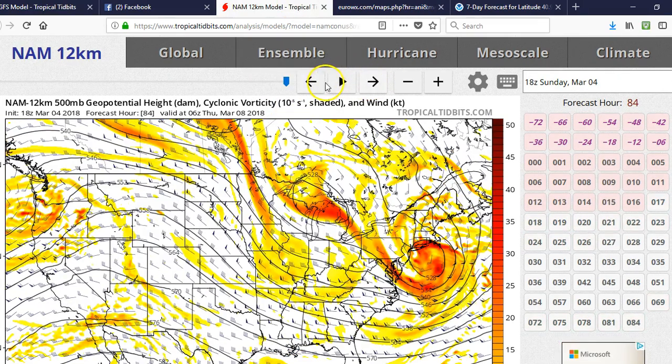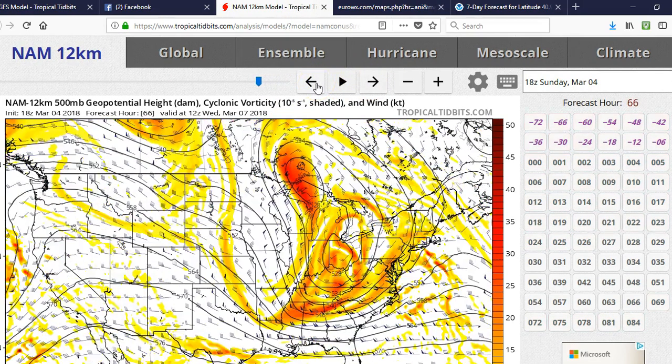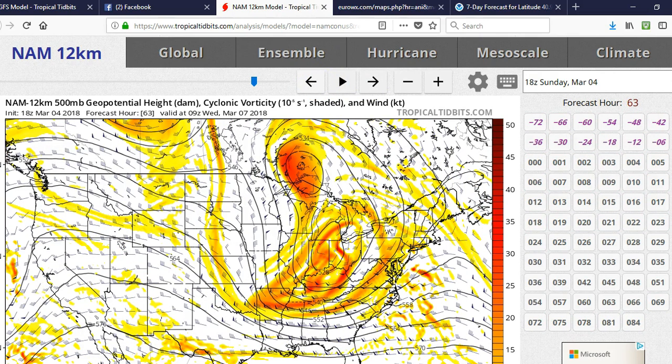But on the NAM, if you go back, you still have this southern upper low here. It does not get absorbed and disappear. It stays for quite a while. And overall, you just have more energy further south and east. You have all this energy here. So, very, very complicated setup.